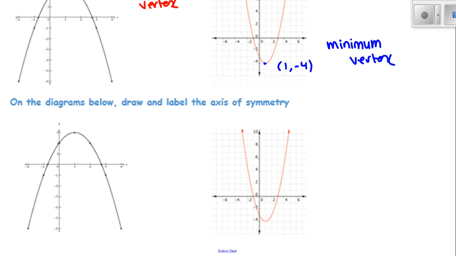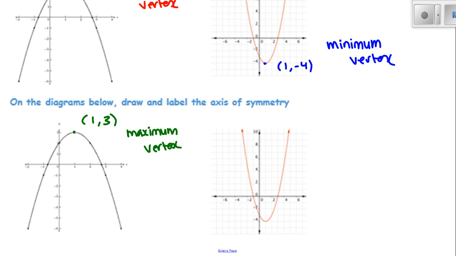What about this one here? Our vertex is a maximum, and it's at 1 and 3, just like the other one. Maximum vertex. And this one, just down the bottom, is exactly the same. Have I just basically put the same thing?